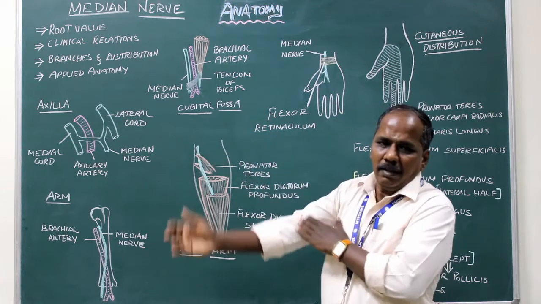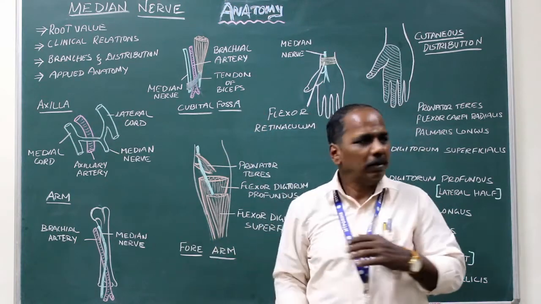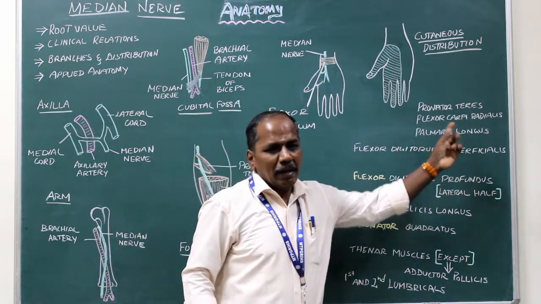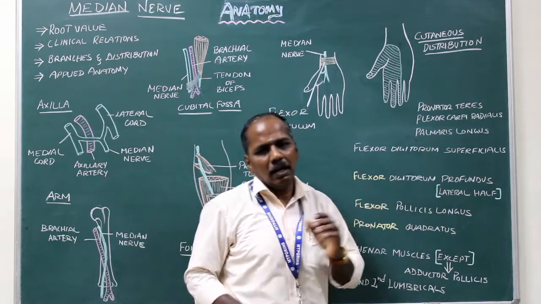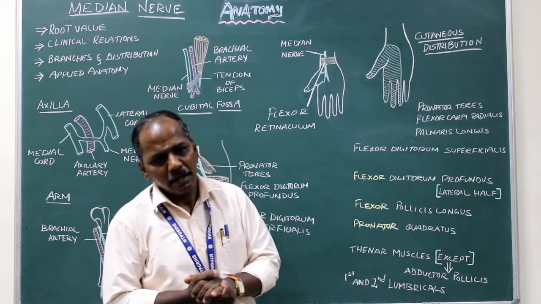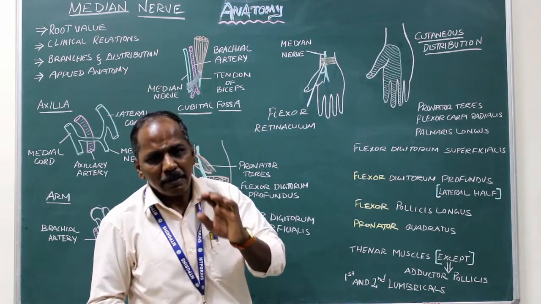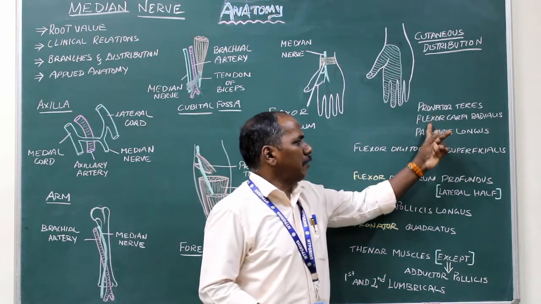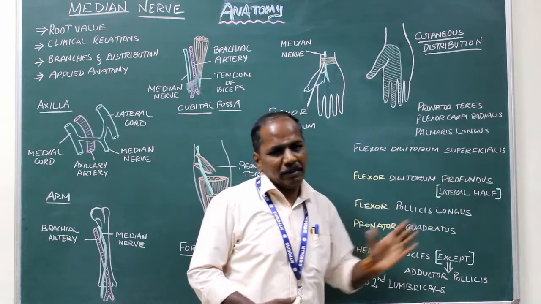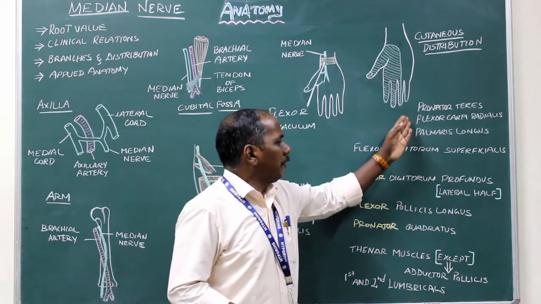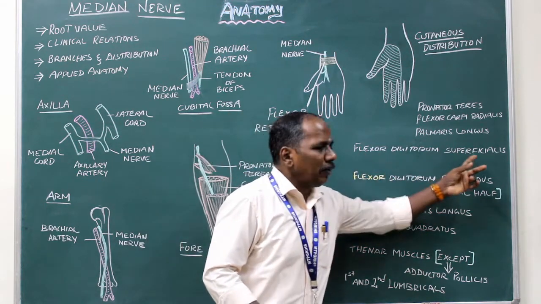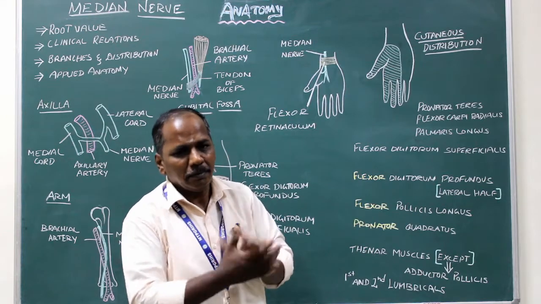In the cubital fossa, it gives muscular branches to pronator teres, flexor carpi radialis, and palmaris longus. Okay. And one more muscle is flexor digitorum superficialis. So in the cubital fossa, it gives muscular branches to pronator teres, flexor carpi radialis, palmaris longus, and flexor digitorum superficialis. This is the superficial layer of flexor compartment. This is the middle layer of flexor compartment of forearm.